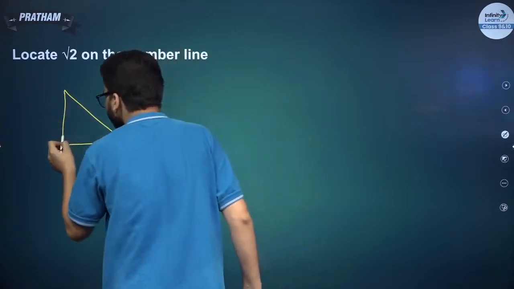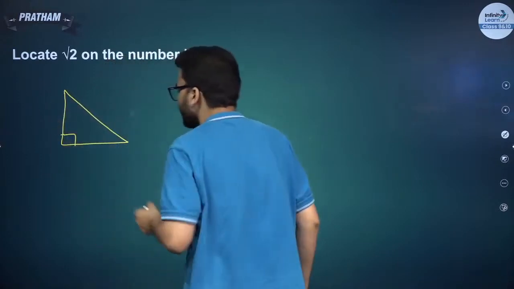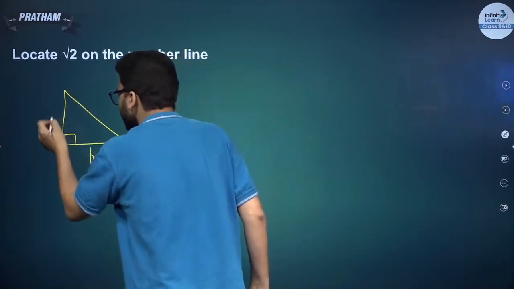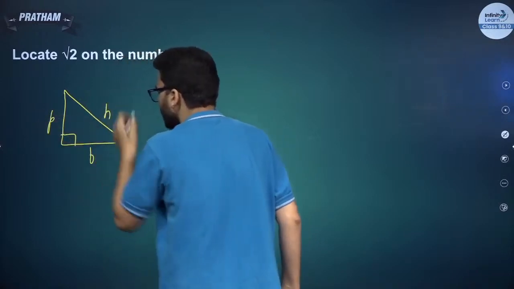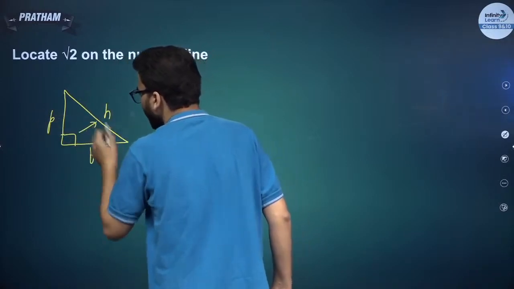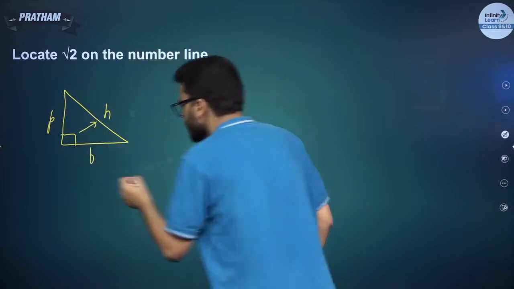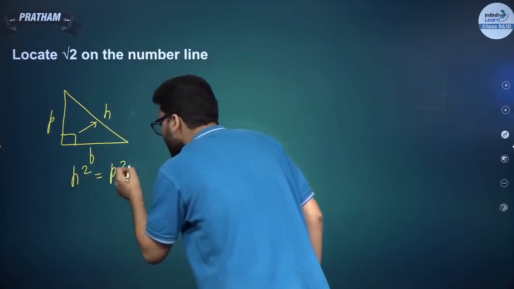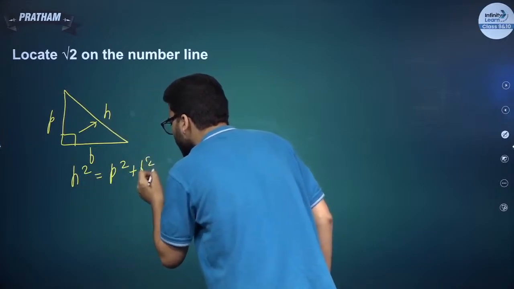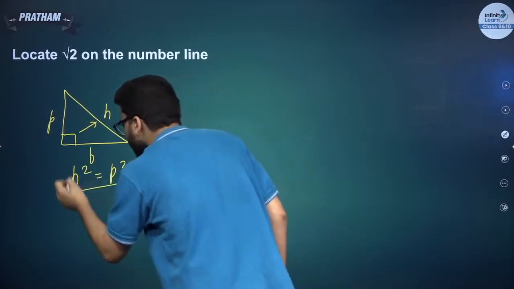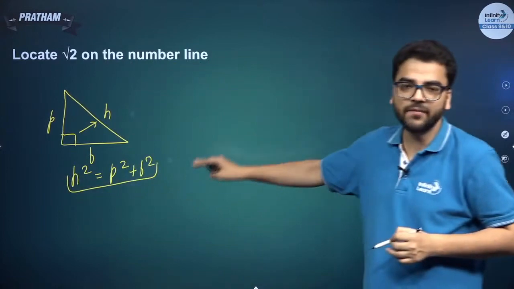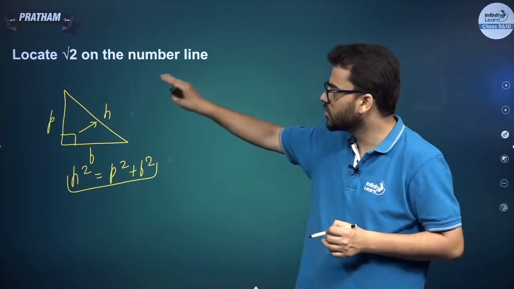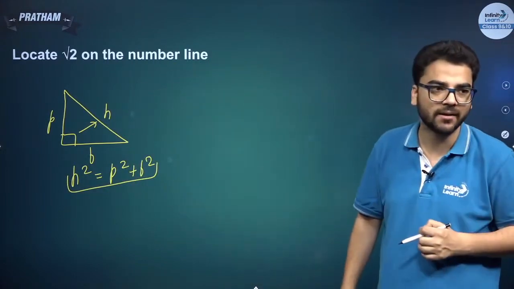If you have got a right angle triangle, this is 90 degree. So this is the base, this is the perpendicular, and this is the hypotenuse. The side opposite to the right angle is called the hypotenuse. So according to the Pythagoras theorem, hypotenuse square is equal to the sum of the squares of the other two sides, right? This is the Pythagoras theorem. So basically we'll be using Pythagoras theorem to represent root 2 on the number line, right?